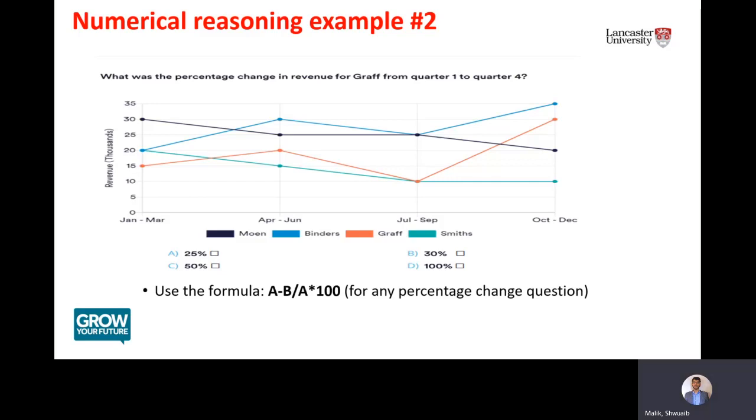So we need to use a formula for any percentage change question. I'd recommend using this formula, which is A minus B over A times 100. Generally, it will work, and it should work for every type of percentage change question you get.